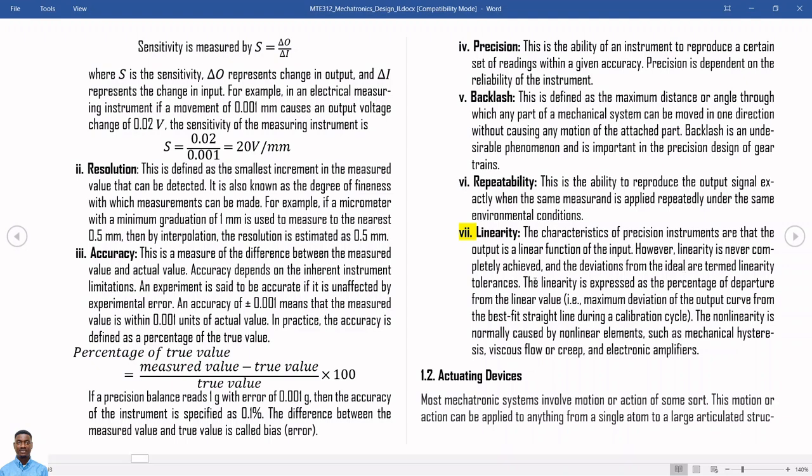So the linearity of every sensor is expressed as the percentage of departure from the linear value. So let's say now a certain input is 1, which the output actually should be 1, but your sensor will be reading out probably 1.1 or probably 1.01. That 0.01 is the linearity tolerance, and the linearity now is being expressed as the percentage of departure from the linear value that should actually be read out from your sensor.